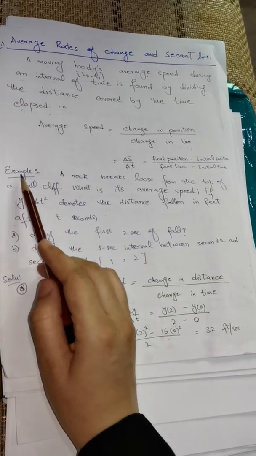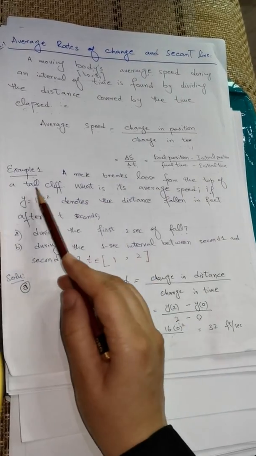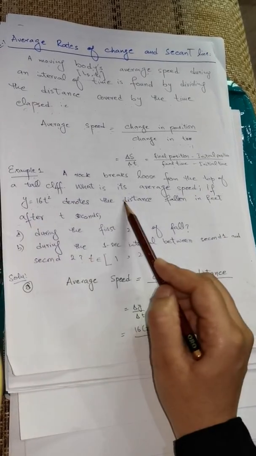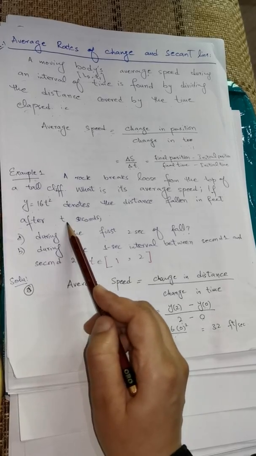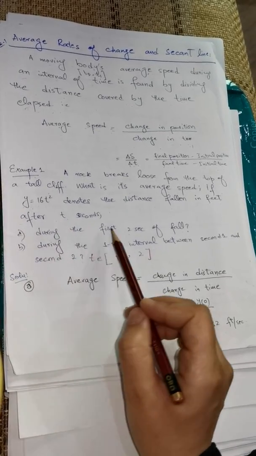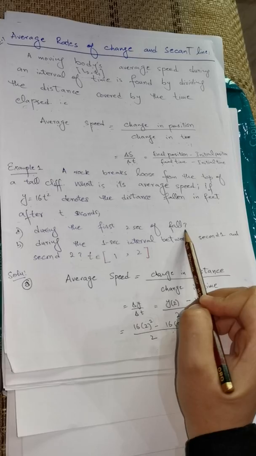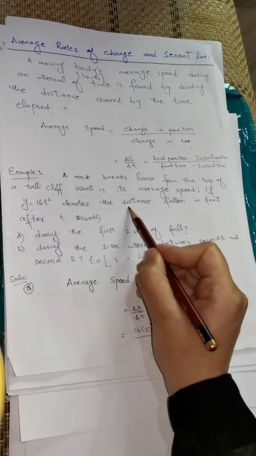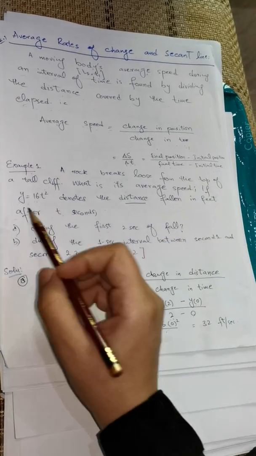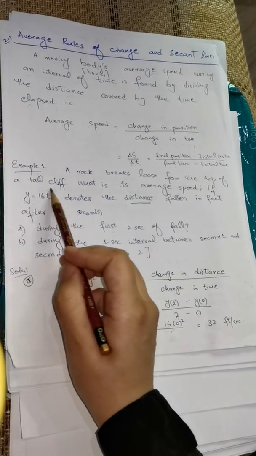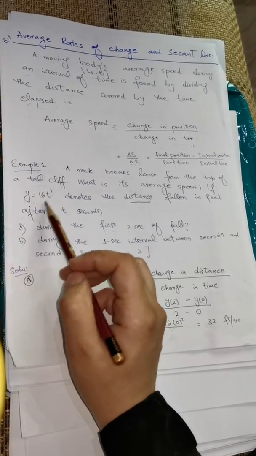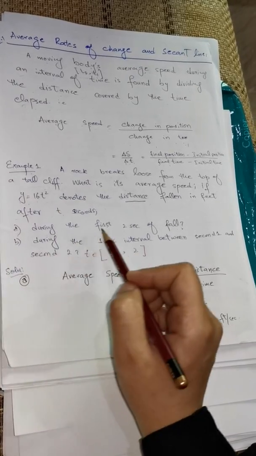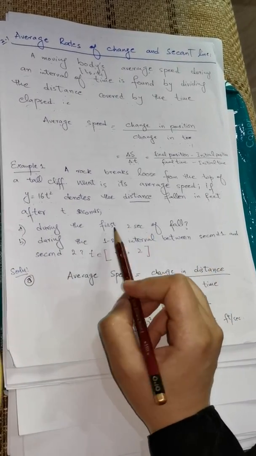Example 1: a rock breaks loose from the top of a tall cliff. What is the average speed if y is equal to 16 t square denotes the distance fallen in feet after t seconds? The first part is during the first 2 seconds of fall. Y is equal to 16 t square. This is a function, and as we know, this is a parabola. The distance is given by a parabola, and the time interval is given as the first 2 seconds.